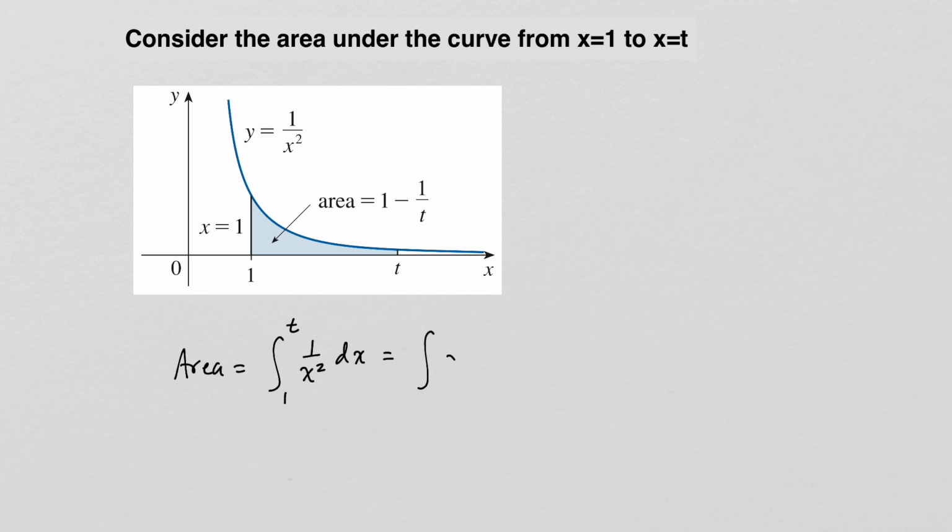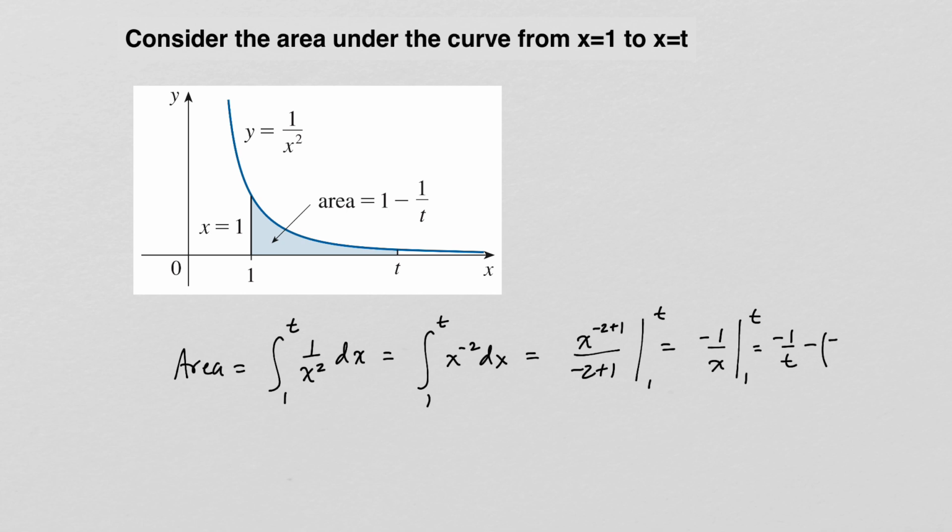This is going to be the integral of x to the negative 2 dx from 1 to t. Taking the antiderivative, we get x to the negative 2 plus 1 over negative 2 plus 1, and this is negative 1 over x from 1 to t. When we plug in t, we get negative 1 over t minus, and then when we plug in 1, we get negative 1 over 1. And if we simplify this, we're going to have negative 1 over t plus 1, which is the same as 1 minus 1 over t.